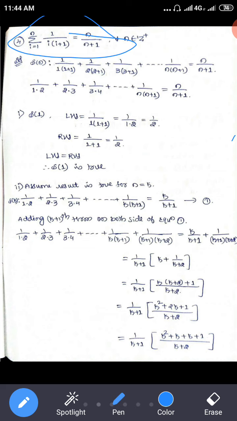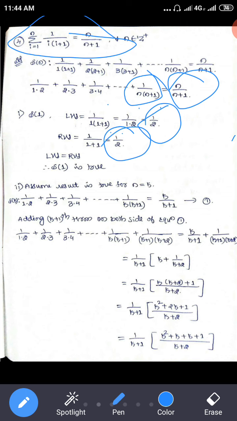So first I have to prove that n equal to 1 is true. Take the LHS, with n equal to 1: 1 upon 1 into (1 plus 1), 1 upon 1 into 2, that is 1 by 2. Next, the RHS: you take n upon n plus 1, that is 1 upon 1 plus 1, which is 1 by 2. So this is the RHS. LHS is equal to RHS. Therefore, S of 1 is true.